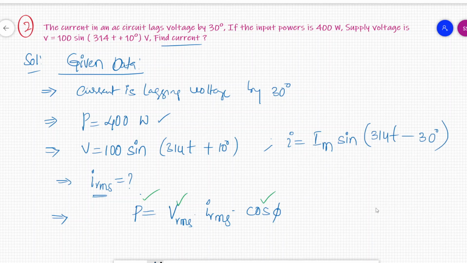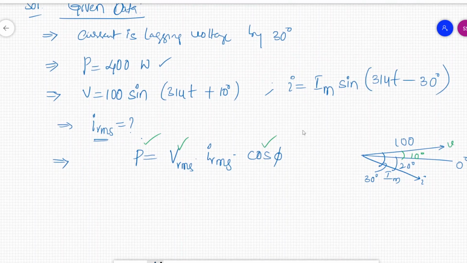If we draw the phasors here, this is the reference phasor, and the voltage, which is 100, is leading the reference phasor by 10 degrees. But the current is lagging the voltage by 30 degrees, which means it will lag the zero reference by 20 degrees, because the total angle between voltage and current is 30 degrees. So we can find I RMS using this data.